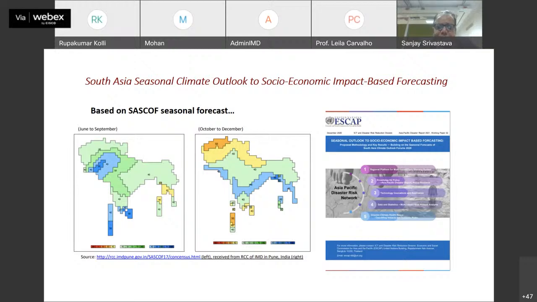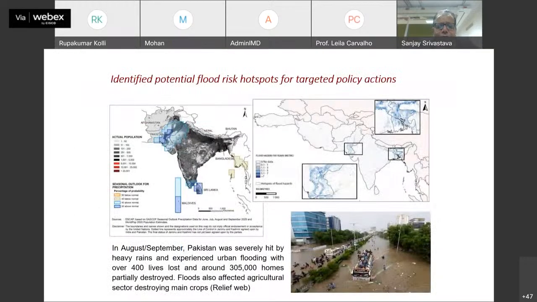So the next slide will tell you some of the impact forecasting products. Of course, I don't want to make a tall claim, but what was a surprise for all of us was in 2021, when we used the seasonal forecast SASCOF data, 3 months, I think it was sometime in the month of April. And then we brought this impact forecast, and some of the forecast, for example, in August, September, Pakistan was severely hit by heavy rains and experienced urban flooding, 400 lives lost. It was indicated very well in advance.